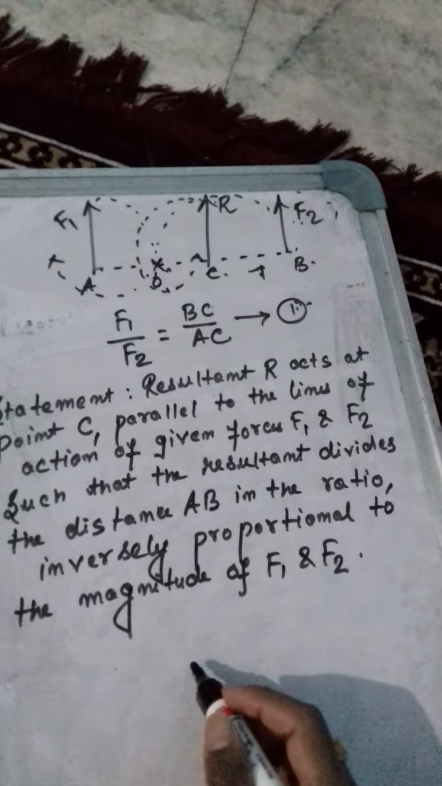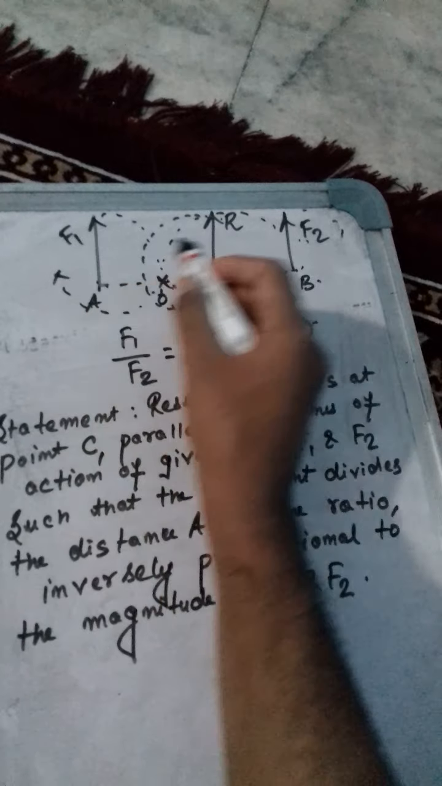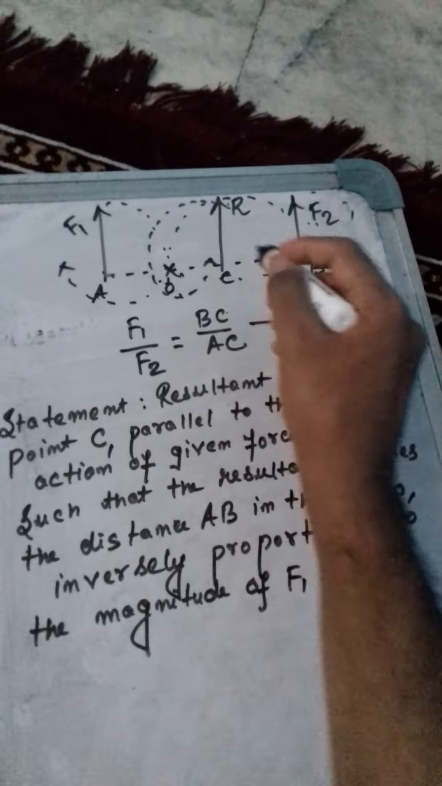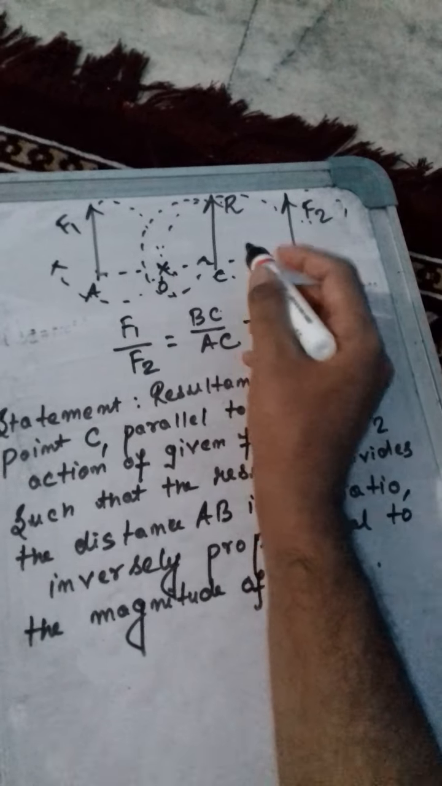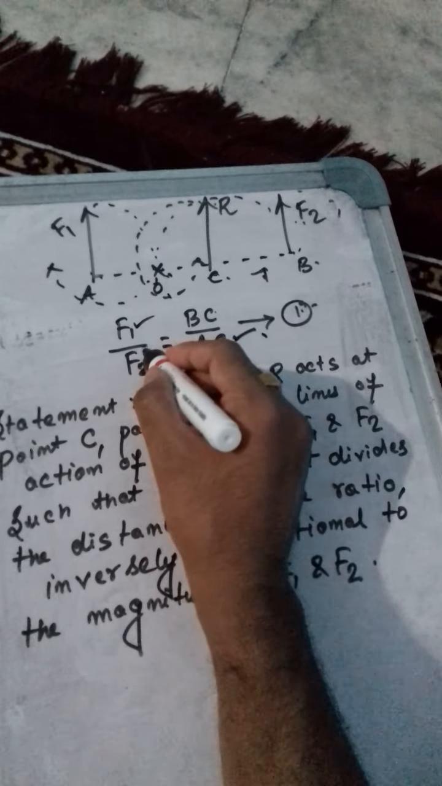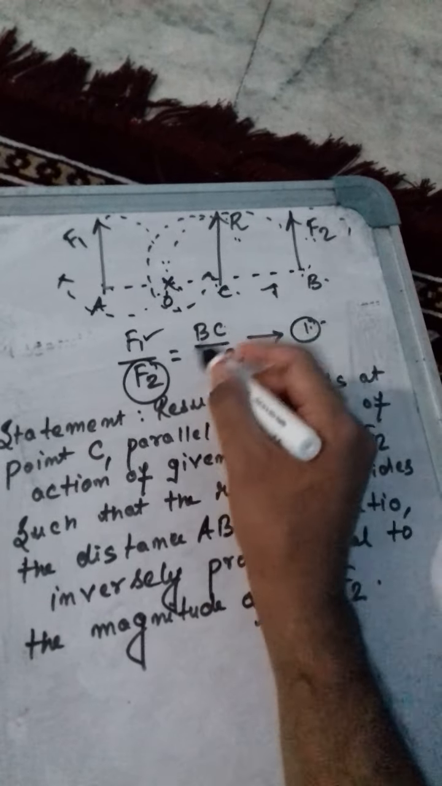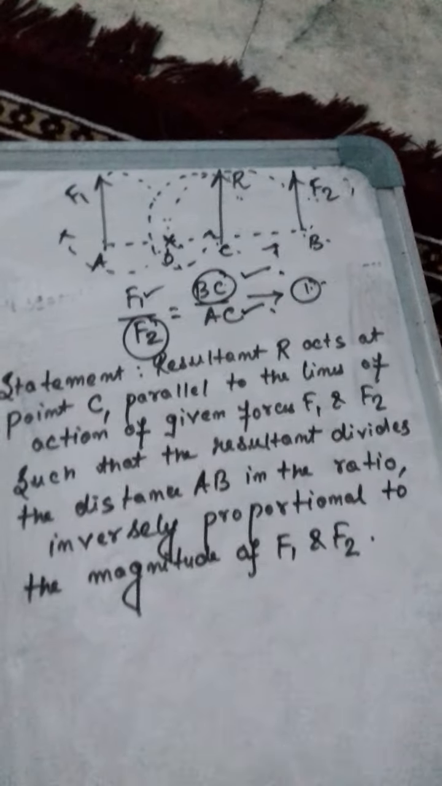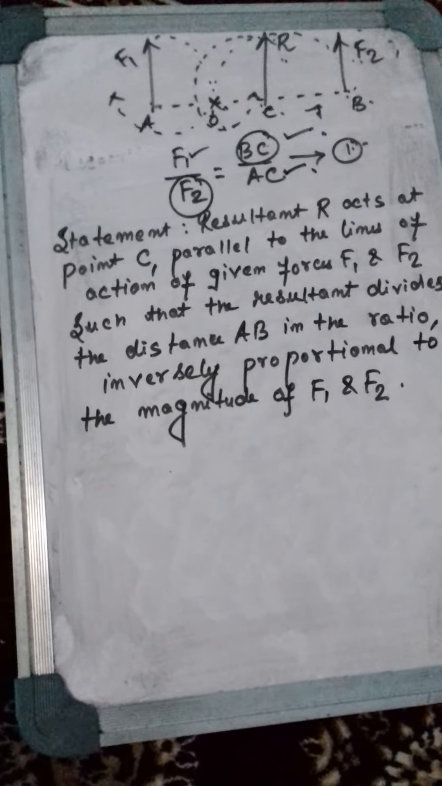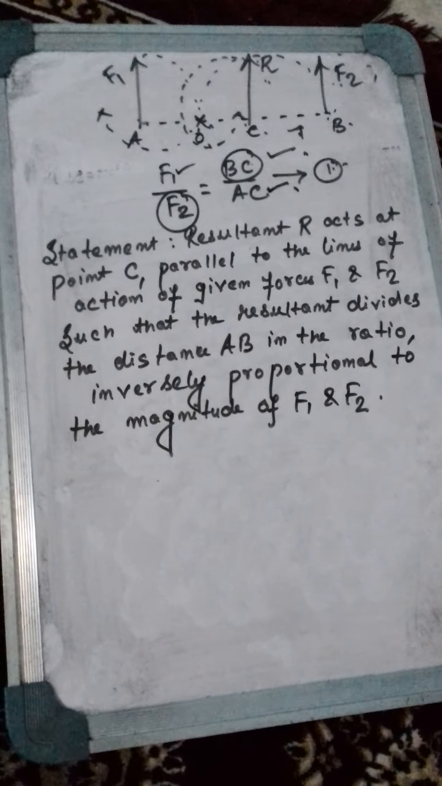So see, the distance of F1 from the force R is equal to AC, and it is inversely proportional to F1. Now see, the distance of F2 is BC about this point R, so it is inversely proportional. This is what we are going to see. Now the location of C, how can we find out the location of C? It can be found out with the help of applying moments. Let us see how.